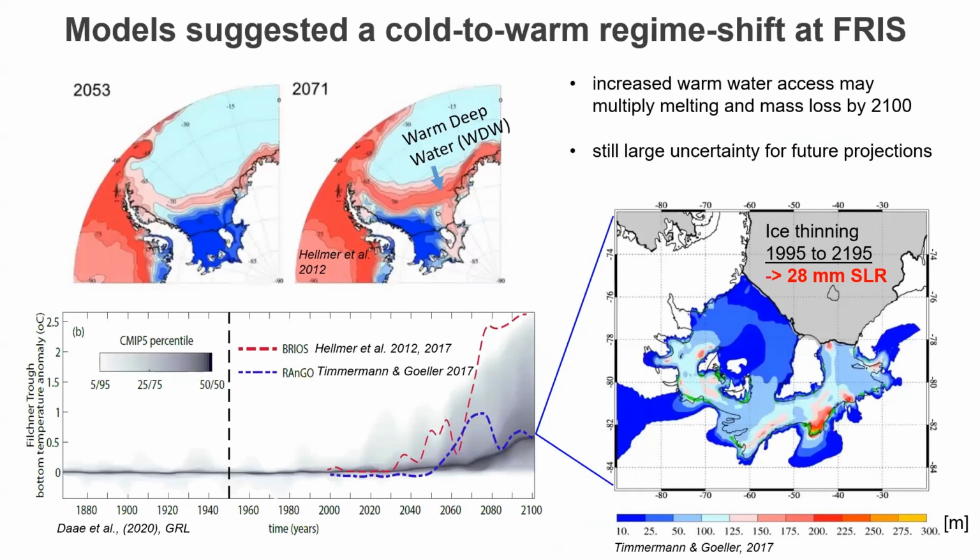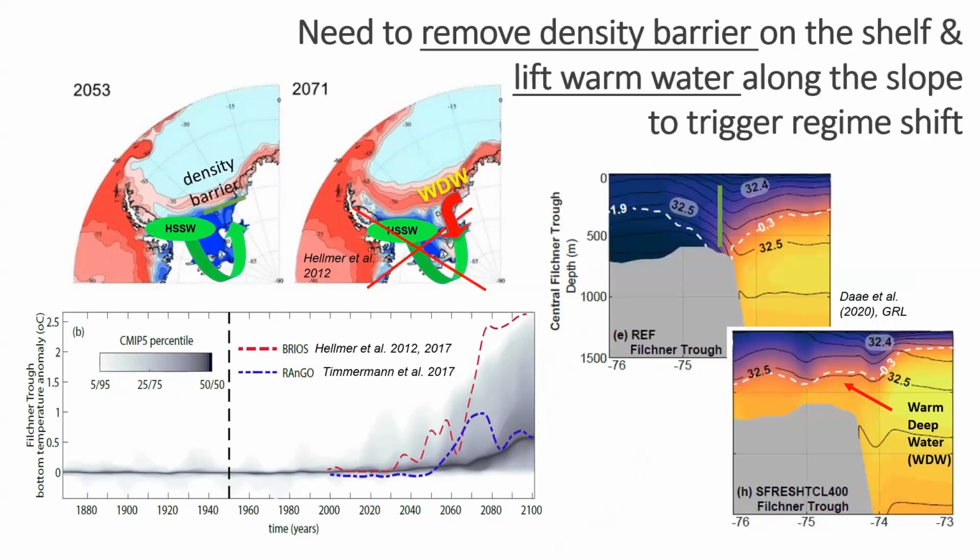There have been studies, and you all know this, that suggested how this might change in the future, that there might be a warming happening. Other studies then looked closer into what needs to happen for this. The warm water needs to be lifted up, and there is also a density barrier, because it is a dense shelf area, that needs to be eroded for this warm, dense water to get onto the shelf.